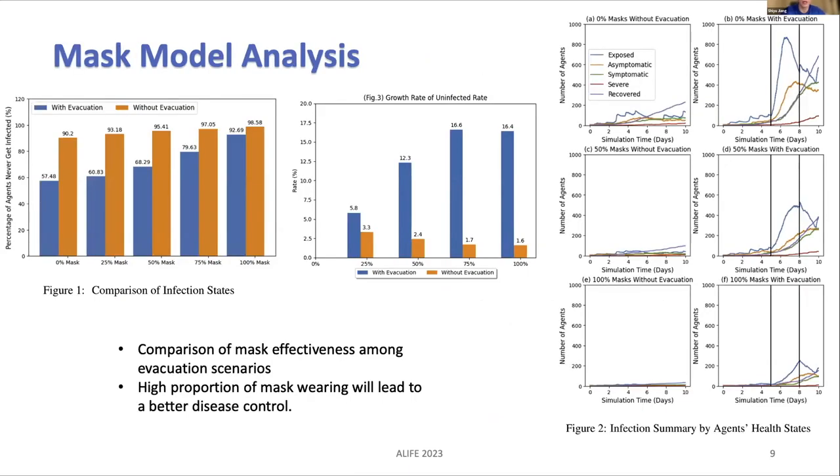So here comes the result part. Basically, these figures are the comparison of mask effectiveness among evacuation scenarios, and the conclusion of those figures will be similar. The high proportion of mask wearing will lead to a better disease control. But if you check the figure in the middle, it shows the growth rate of unaffected rate based on the growth of mask wearing proportion. So the growth rate is much higher under those with evacuation scenarios. It means that the mask is quite effective with those population gathering situations.